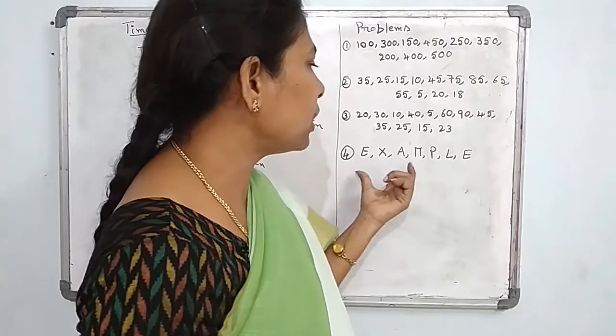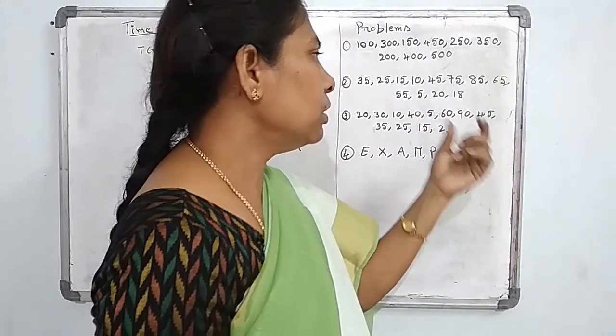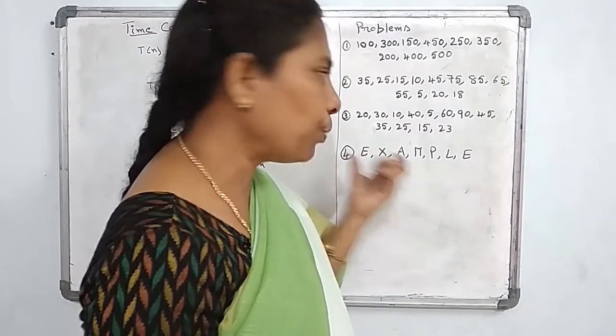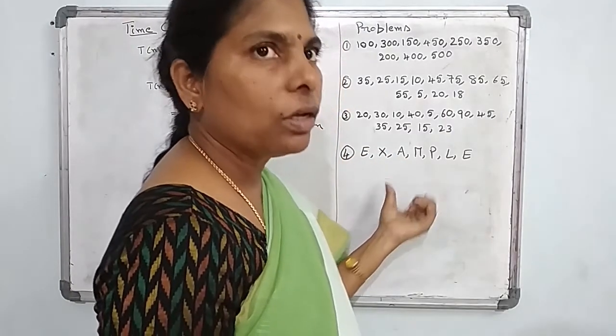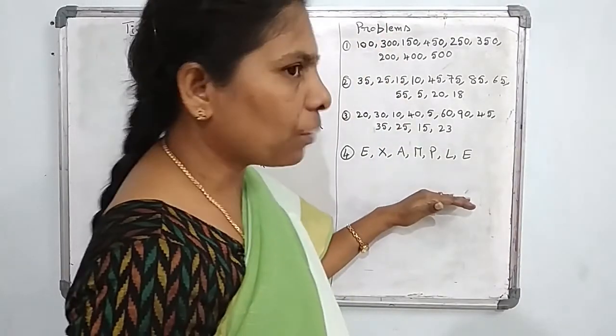You can compare each and every alphabet. Just as you compare the numbers, in this example you can compare the alphabets and find out the sorting of this example problem. So these are some of the sample problems.